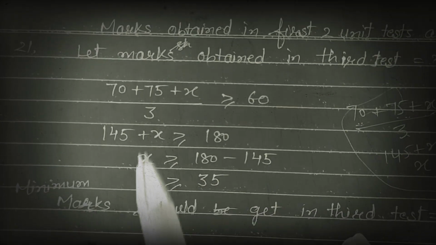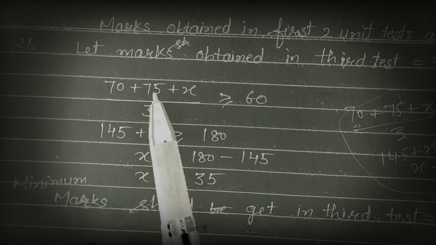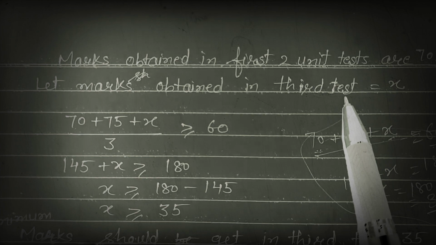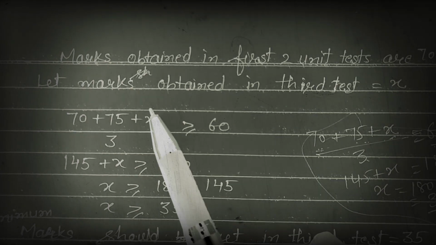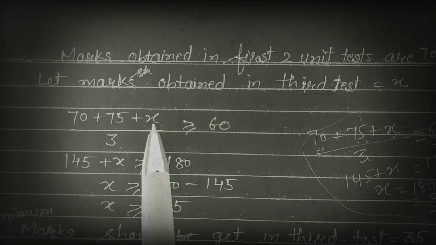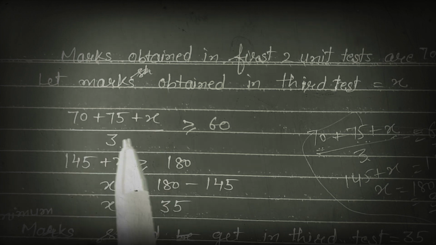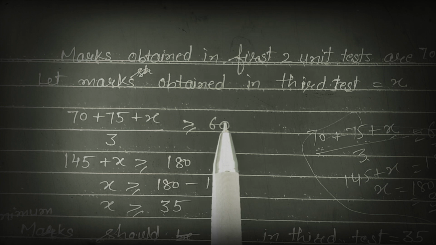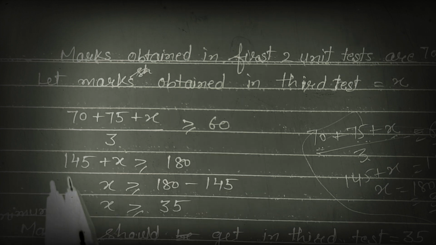Then how will you find out the average? Suppose in the third test he will get marks x. Clear? Marks obtained in the third test, x. Then what is the average? 70 plus 75 plus x upon 3, and its value should be greater than or equal to 60. Minimum 60 means 60 और 60 से ज़्यादा हो सकती है इसकी वैल्यू.